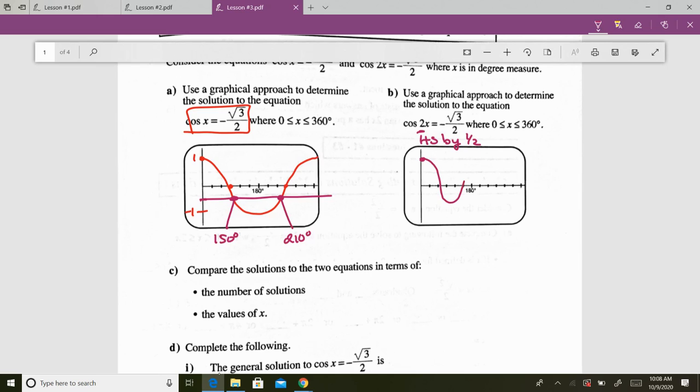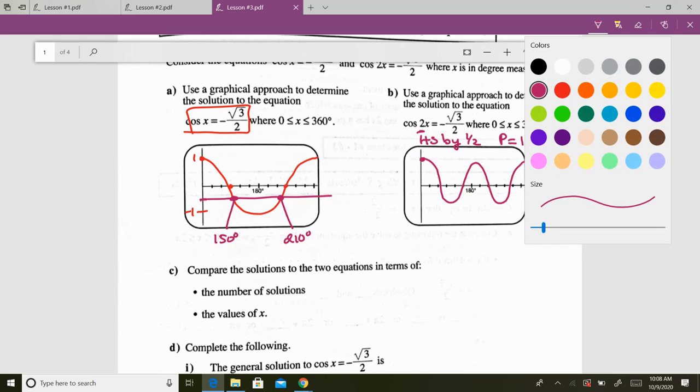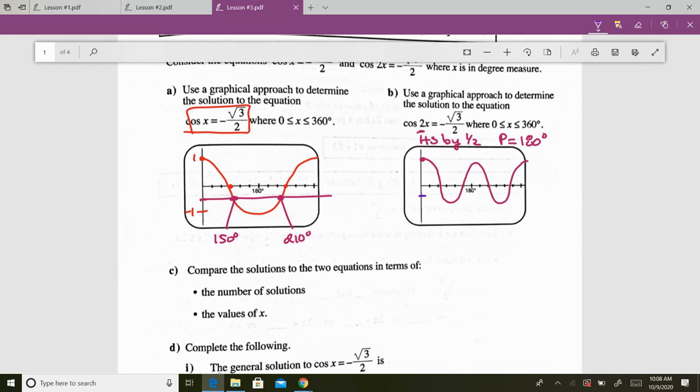So I want the visual to that. Period of this graph: how often does this graph repeat itself? What's the distance between peaks? 180. So the period of this graph has changed to 180. And if I drew the line negative root 3 over 2, we'll guesstimate that it's right there.